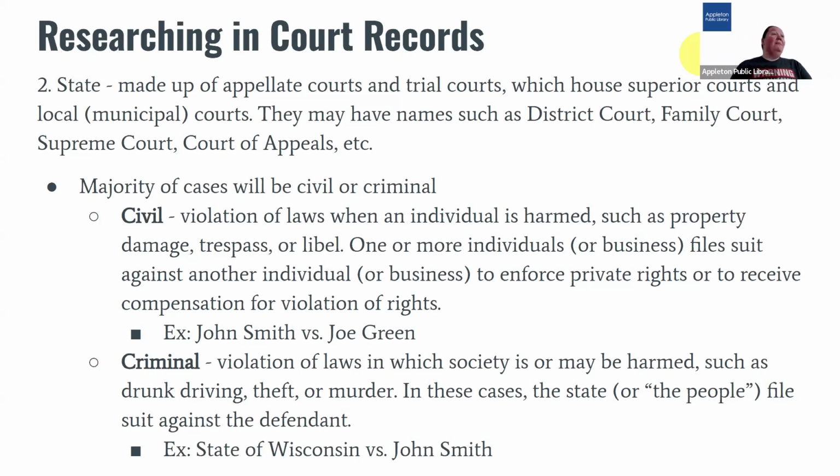The other one is going to be criminal. This is going to be a violation of a law in which society is harmed or may be harmed, such as drunk driving, theft, murder, of course, is the common one we think of when we think of criminals. In these cases, it's usually the state or the people that are filing suit against that person who committed that crime. So you'll see the State of Wisconsin versus John Smith, for example, if it's more of a criminal case.